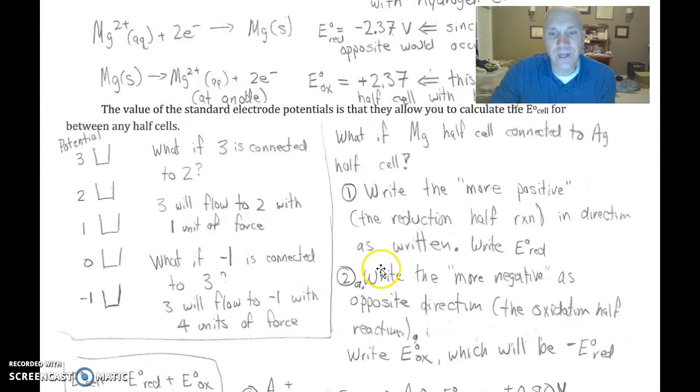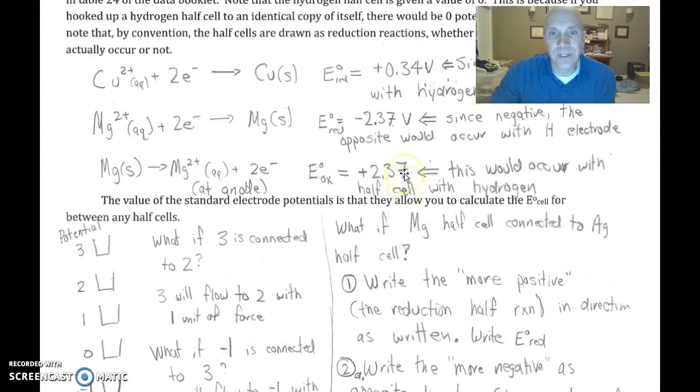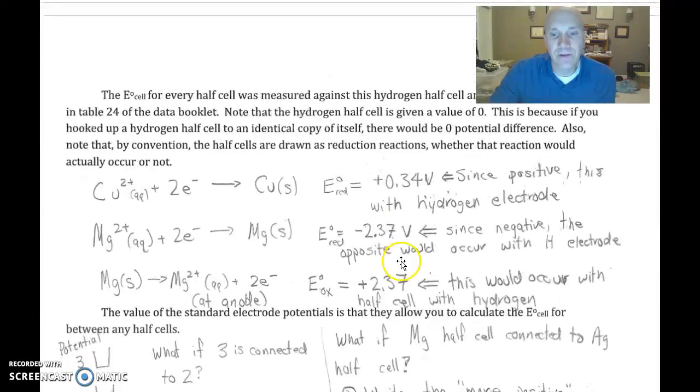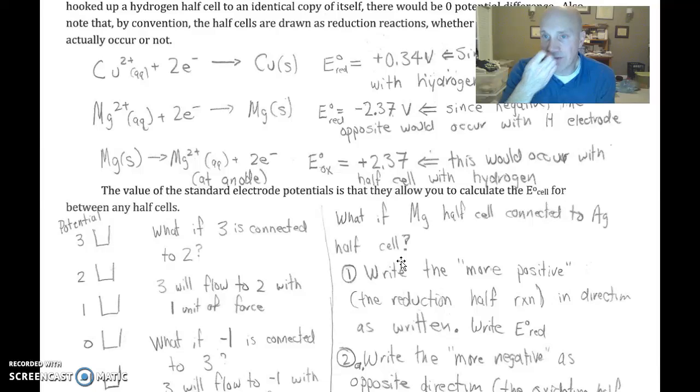So in this video, we're going to use this concept of the standard electrode potentials to figure out voltages that you would have if you hooked up two particular half cells. All right. So let's start with this question right here.